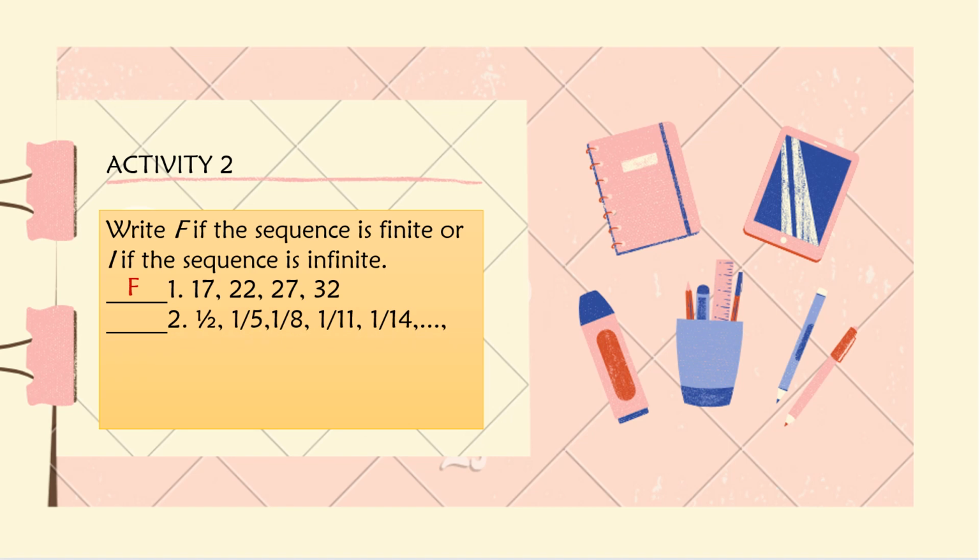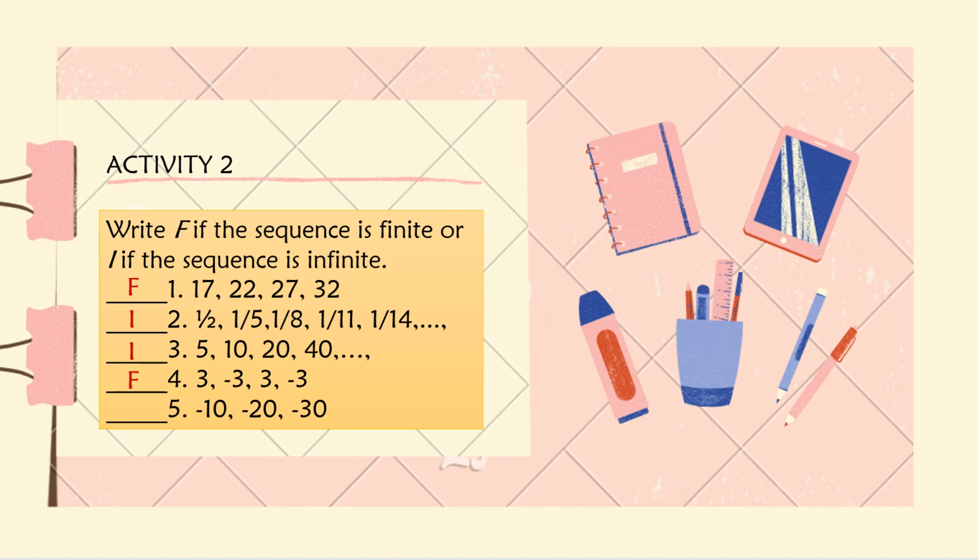Next, number 2. Very good. That is an example of infinite sequence. Next, number 3. Okay, very good. That is also infinite sequence. Number 4. Okay, very good. That is an example of finite. And number 5, very good. That is also an example of finite.